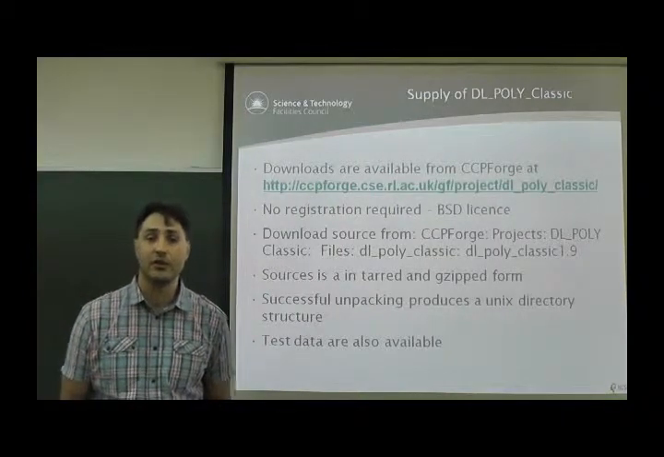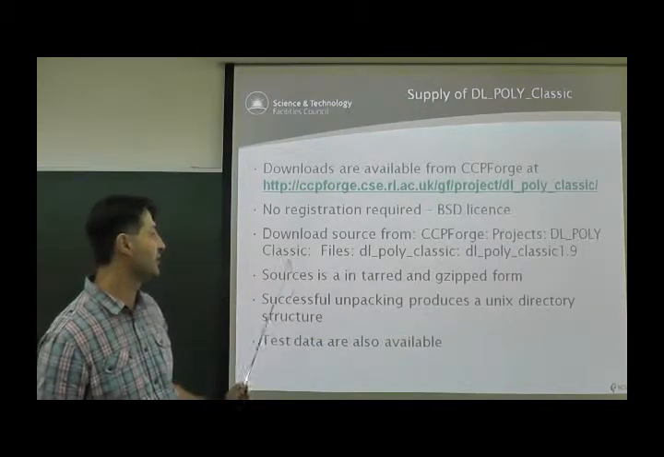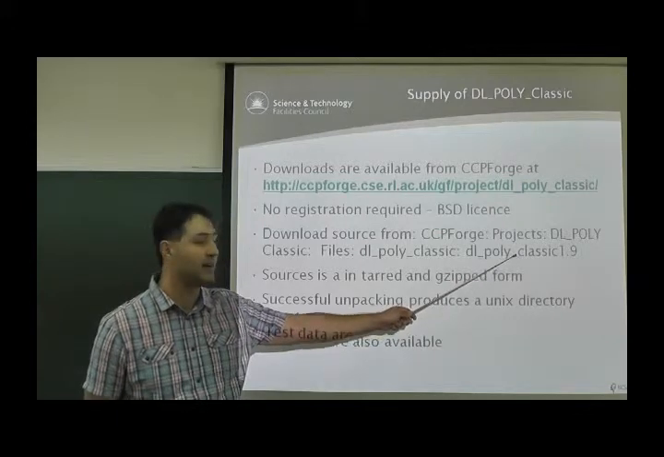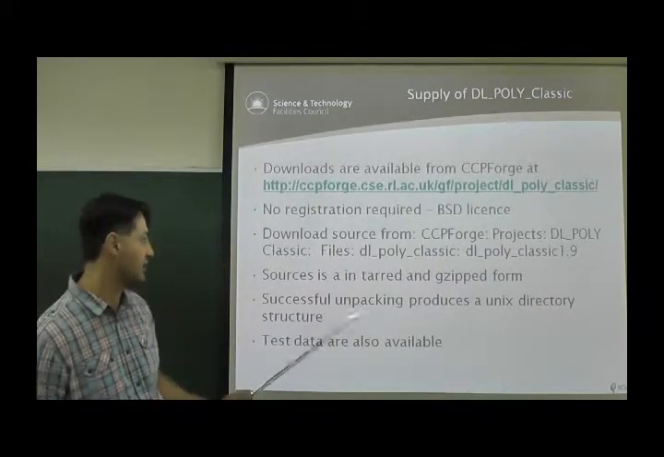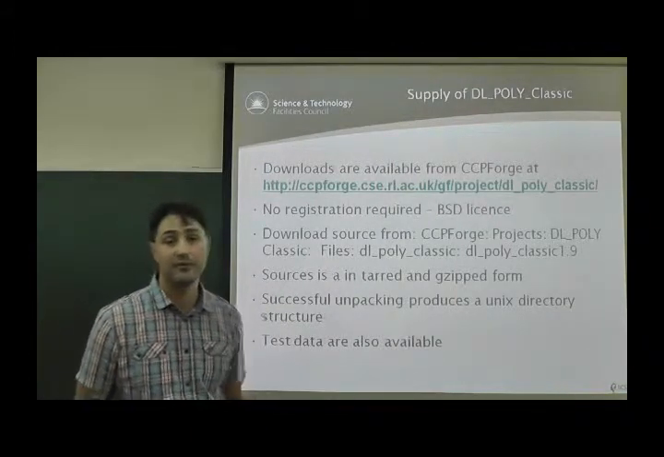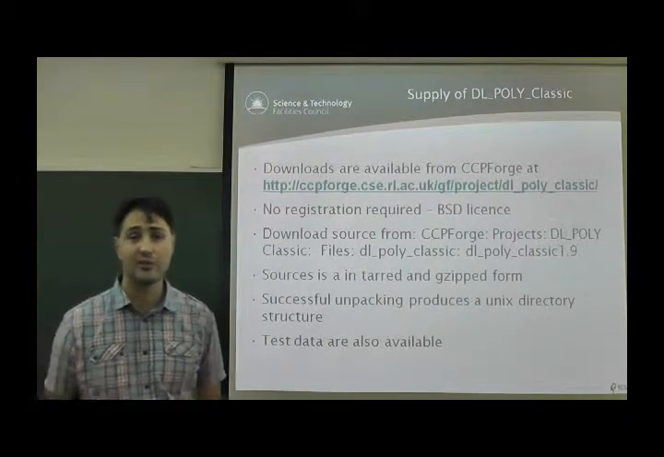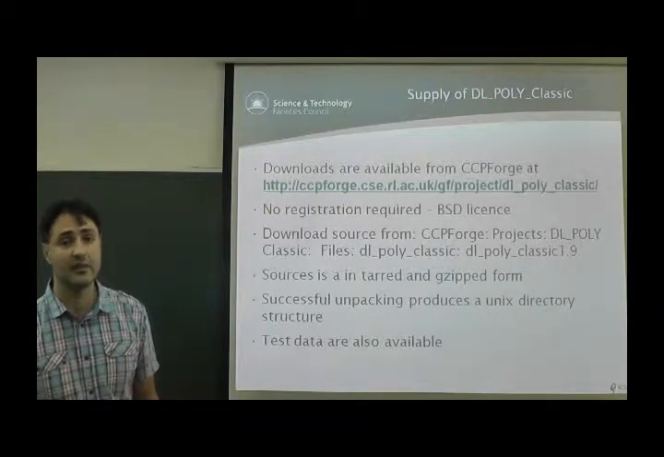You can download the source by following these paths: TCP Forge, projects, DL_POLY Classic, files, and DL_POLY Classic, and you have to download this file. You can download earlier versions as well, and if you like, you can compare what has changed. Sources are in a tarred and gzipped form. There is no encryption, and successful unpacking will produce a directory similar to that of DL_POLY 4. We will see in a second what it is like.